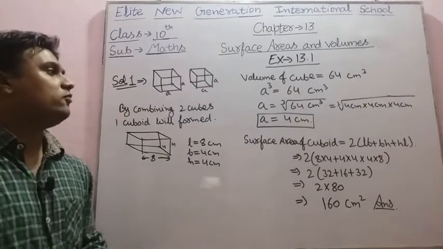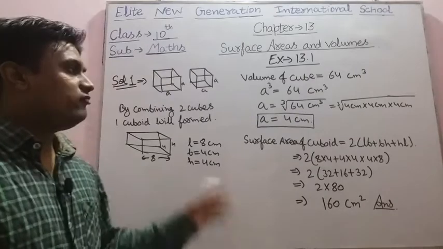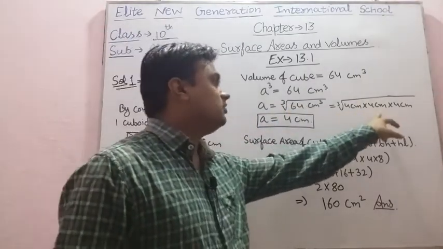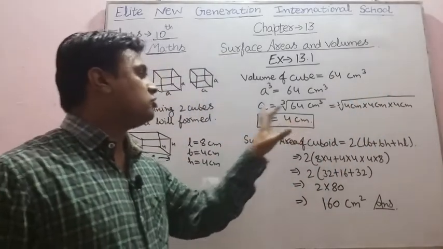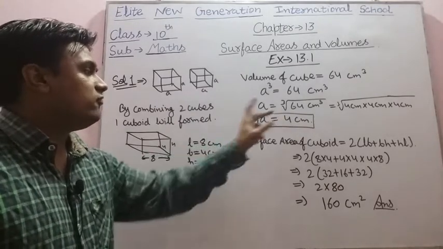Now finding the value of A, it will be the cube root of 64 centimeter cube. By finding the cube root, factorizing 64, it will be 4 centimeter into 4 centimeter into 4 centimeter. So the value of A will be 4 centimeter. In this way we can find A, which is the edge of one cube.